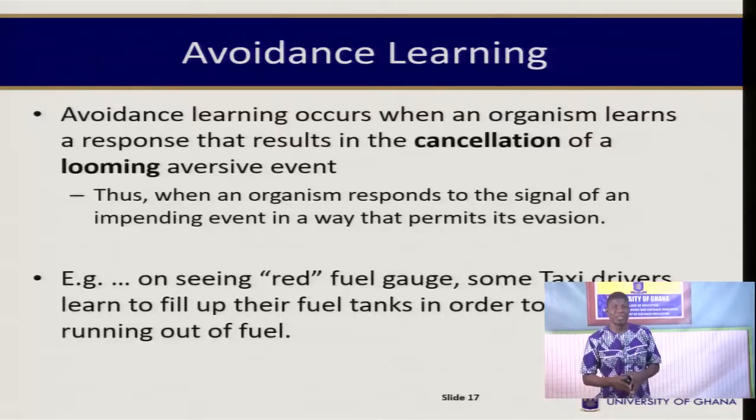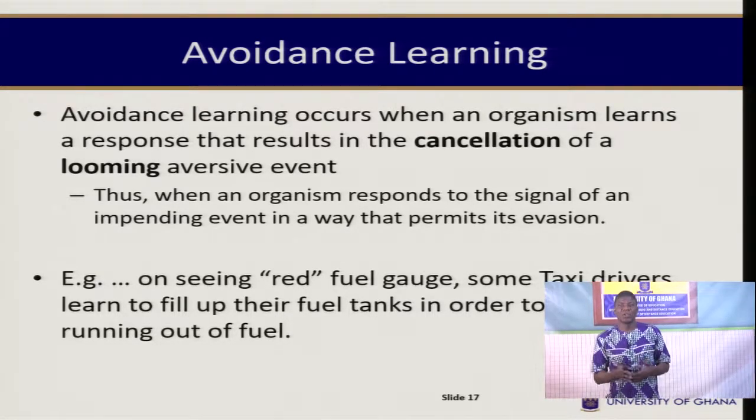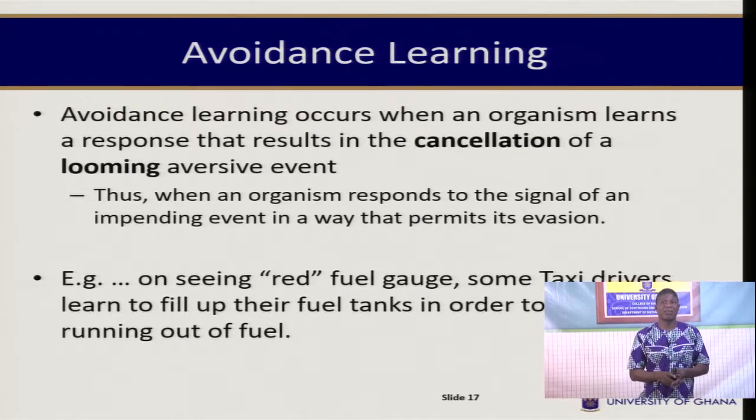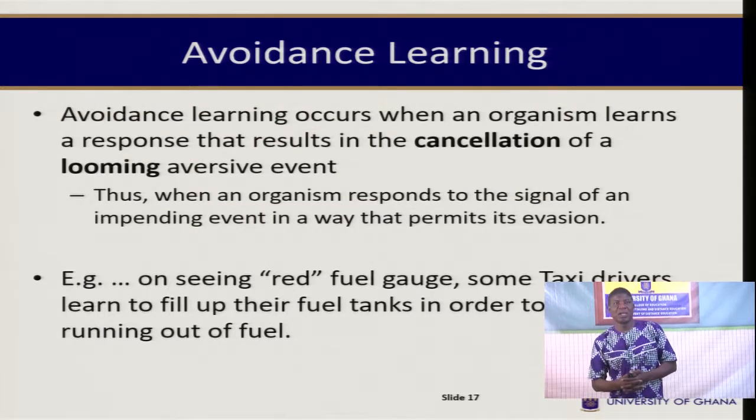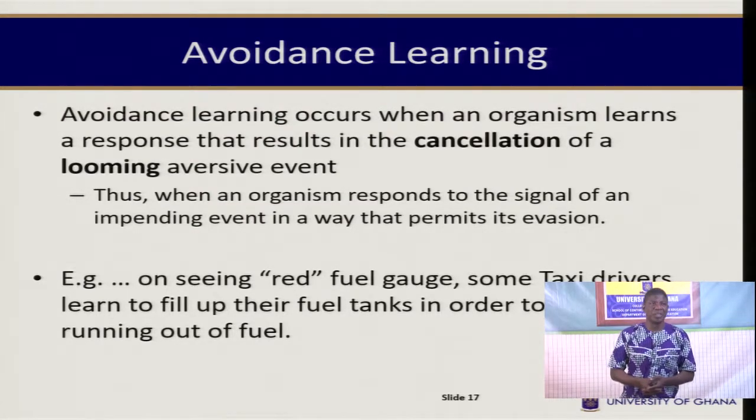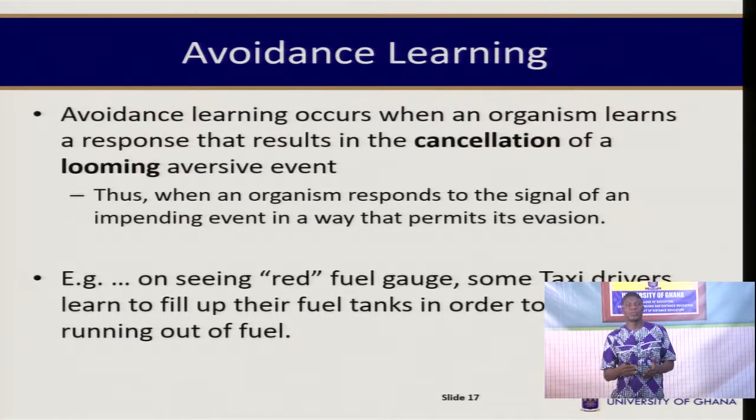The other one is avoidance learning. Avoidance learning occurs when an organism learns a response that results in the cancellation of a looming aversive event. So what it means is you take steps to cancel the event that is about to occur, try to avoid it. So an organism responds to the signal of an impending event in a way that permits it to evade this event.